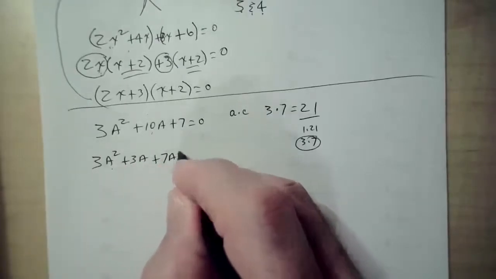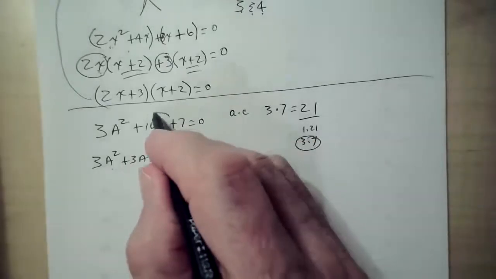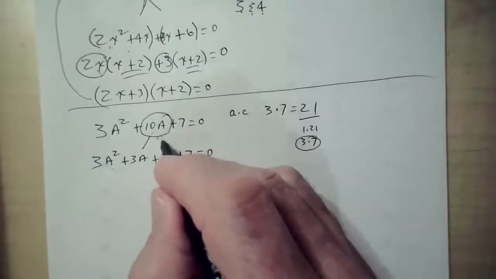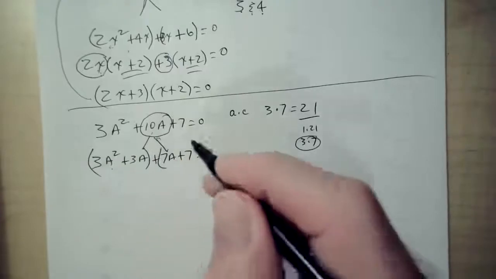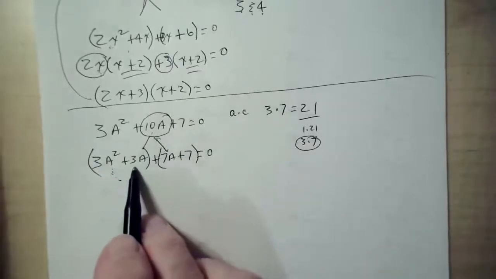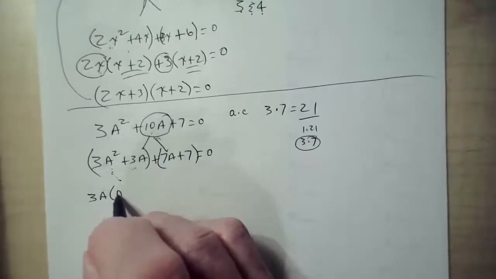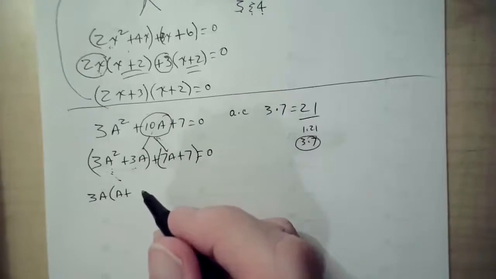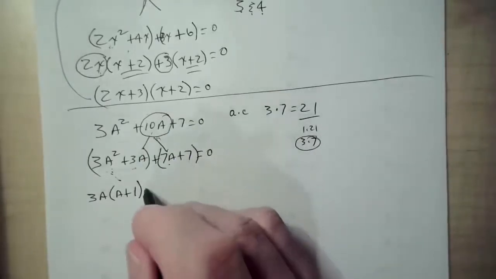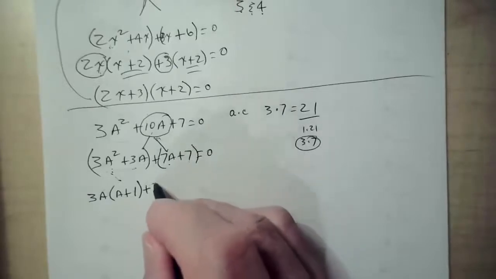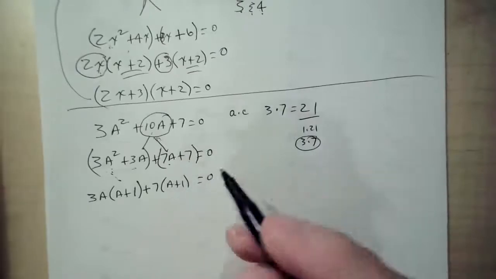Plus 3a plus 7a plus 7 equals 0. And again, all we did here was we took the linear term and split it up into these two. Now we group these together. Now what can we factor out of here? 3a times a plus 1. And what can we factor out of here? Don't forget the plus in here. 7 times a plus 1.